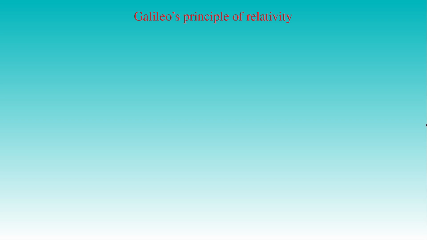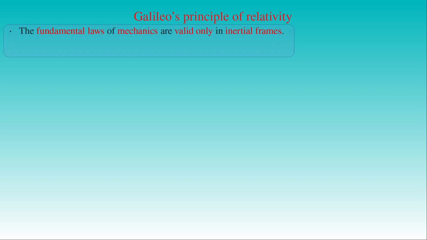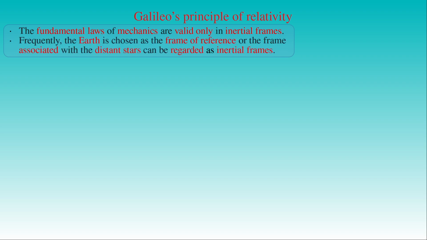We start with Galileo's principle of relativity, which applies to frames of reference moving with uniform translational motion relative to one another. Already in Newton's first law, we emphasize that the fundamental laws of mechanics are valid not in arbitrary frames of reference, but only in inertial frames. In most of the problems studied so far we have chosen the Earth as the reference frame, while in the case of planetary motion we have used a frame associated with the distant stars, assuming that both can be regarded as inertial to a good approximation.